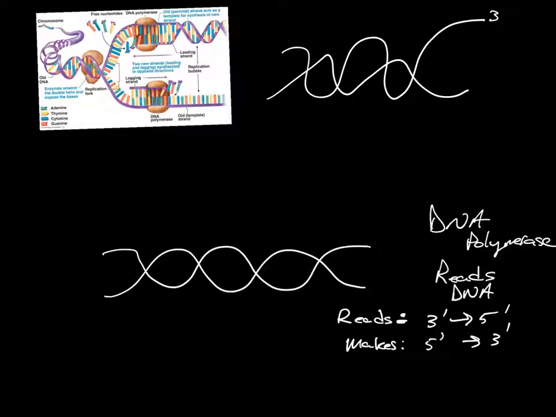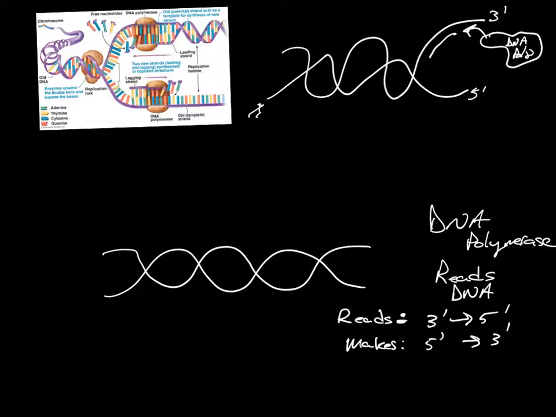If this is the 3' end, then DNA polymerase can come in and make a new strand, right? No problem. But this is a 5'. How can it do it there? You'd think it has to start over here, but that's not how it works.